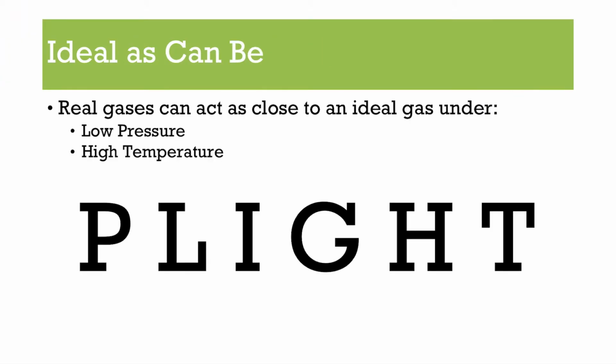Okay, now a real gas can act as close to ideal as possible if it is in the right conditions. It has to be low pressure and high temperature. That's what allows a gas particle to be most ideal. This word, PLIGHT, will help you remember that. What it stands for is: Pressure Low, Ideal Gas, High Temperature. Now, on every gas law homework, you should use Kelvin, the combined gas law formula, and PLIGHT.